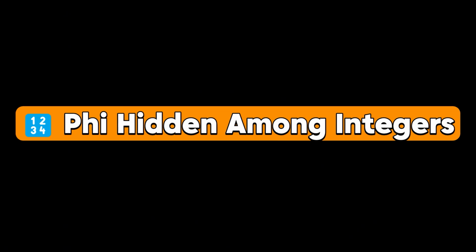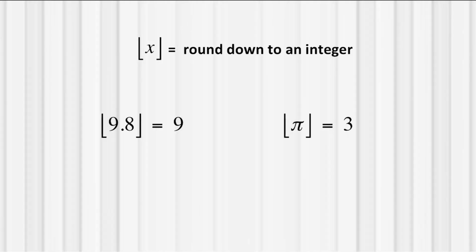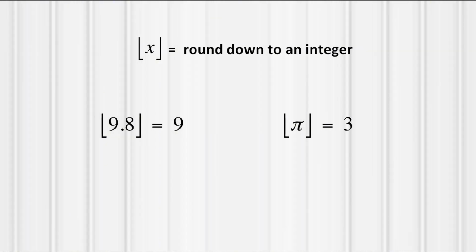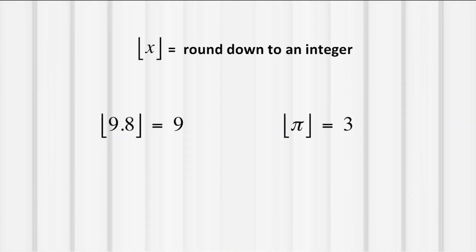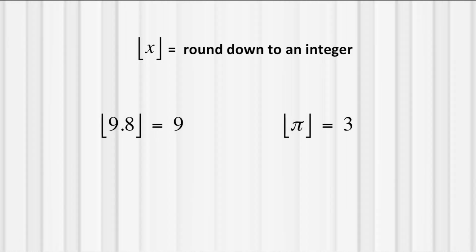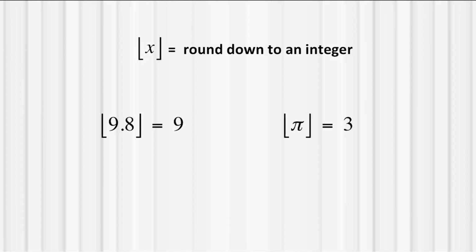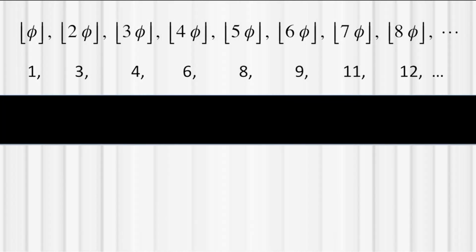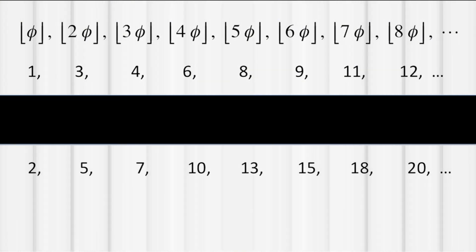Phi hidden among integers. Now for something more mysterious, consider the greatest integer function. This is the operation that takes any real number and returns the largest integer less than or equal to it. By inserting multiples of special irrational numbers into this function, we can generate 2 complementary sequences of integers. Using square root of 2 gives one famous example. But when we repeat this process using the golden ratio, something extraordinary happens.